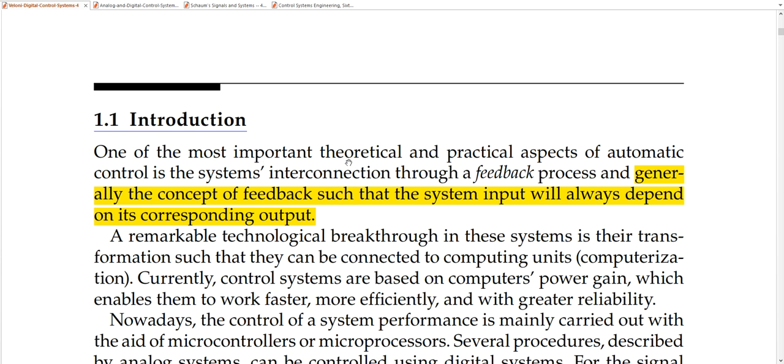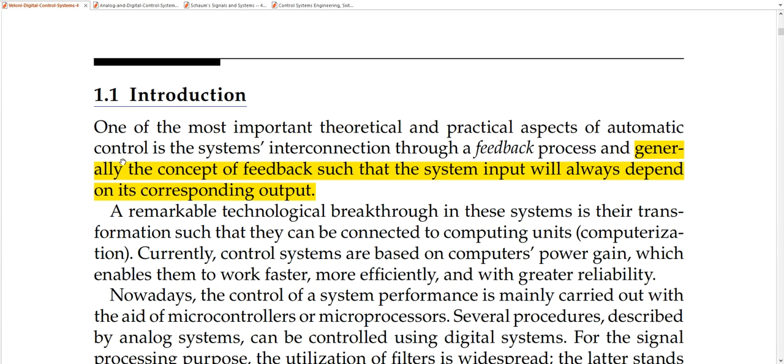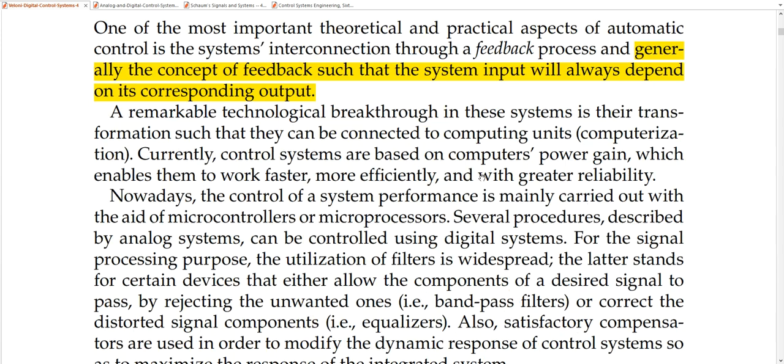One of the most important theoretical and practical aspects of automatic control is the system's interconnection through a feedback process, and generally the concept of feedback such that the system input will always depend on its corresponding output. This is just the introduction of the control system. I'm sure you have discussed this in your feedback control system course, so we'll not dig deeper on this one.